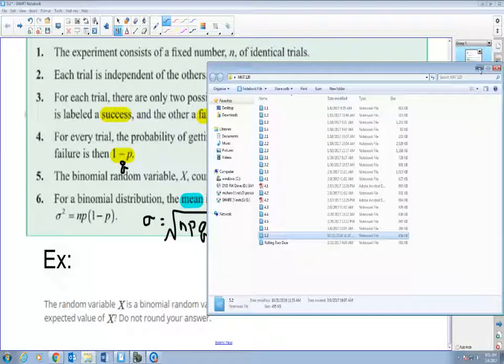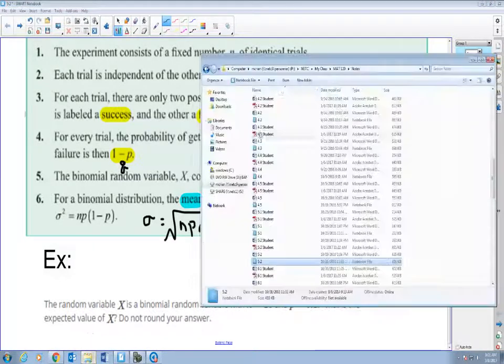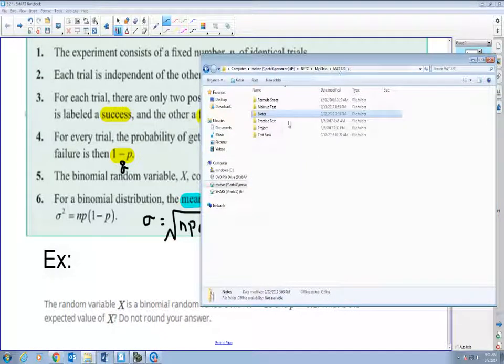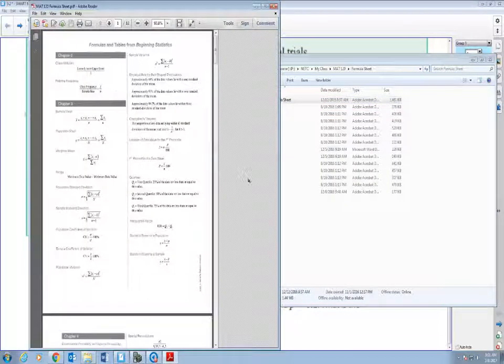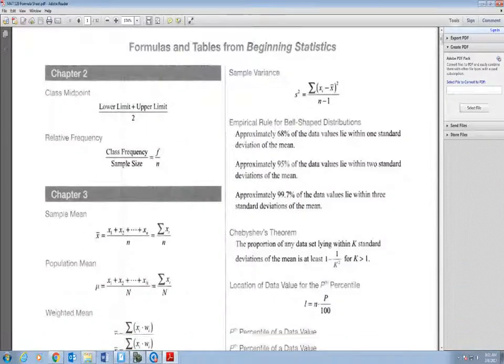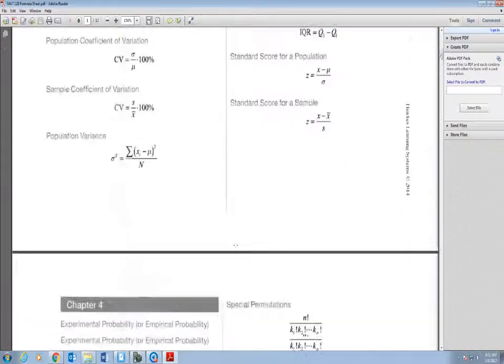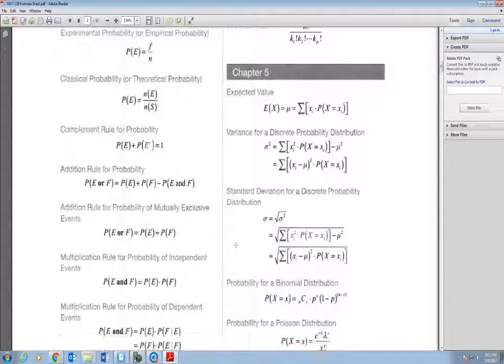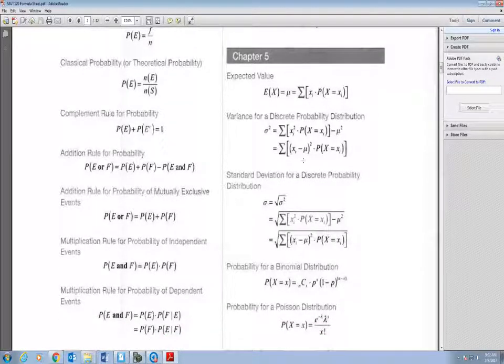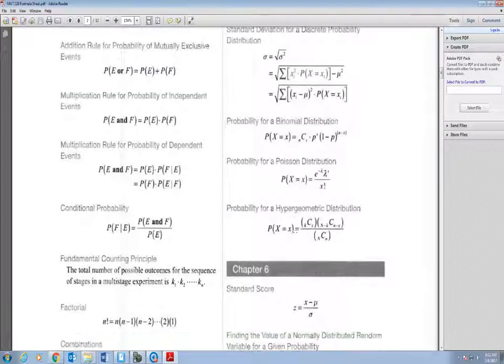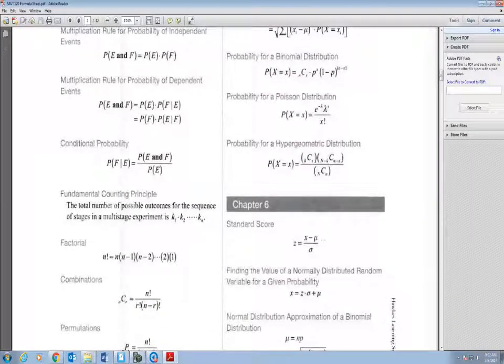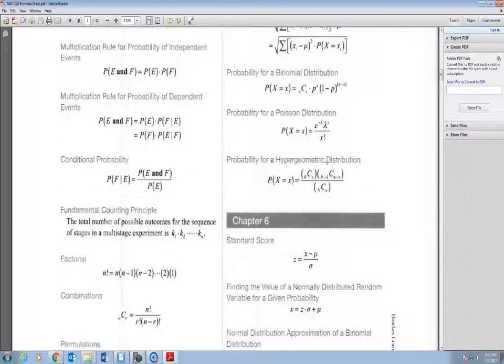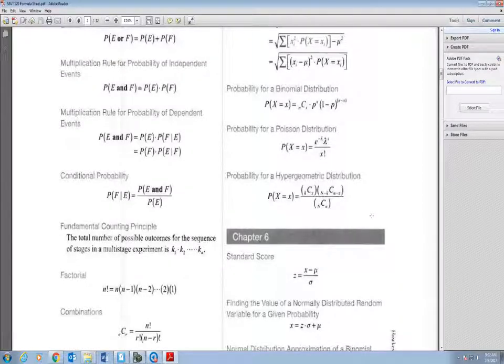I'm just going to remind you that on the formula sheets for this test, you have to really start using the formula sheet. We're in chapter 5, so if you look at the formula sheet for chapter 5, we have our expected value, which we learned how to find in the calculator. For the binomial distribution, it will be n times P for probability of success.